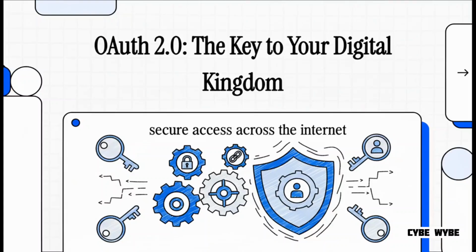All right, today we're diving into something that you use literally every day, probably without even thinking about it. OAuth 2.0. Think of it as the invisible security guard of the internet, the protocol that lets all your favorite apps talk to each other securely, without you ever having to hand over your most important passwords. So, let's pull back the curtain and see how it all really works.